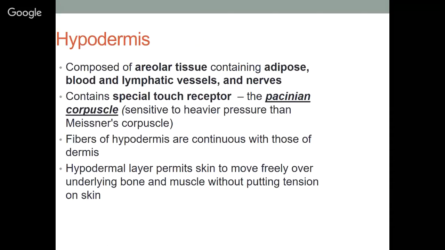What the hypodermal layer allows is it allows the skin to move freely over the underlying bone and muscle without putting tension on the skin. If you've ever had to restrain a cat for a procedure, you know what this hypodermis is capable of, because this cat can practically turn its entire body, interior body, around in its skin. And it's the hypodermis that allows that skin to move over the body that way.